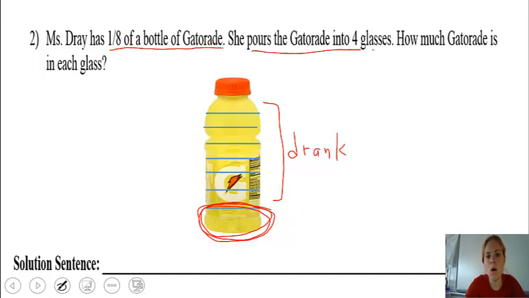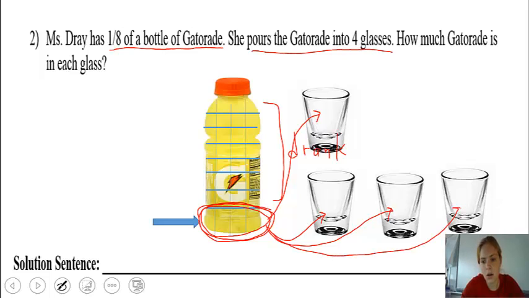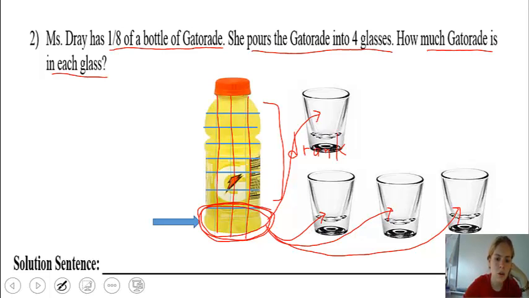And I pour my Gatorade into 4 glasses. So here's my 1/8 of a Gatorade. And I'm going to try and split it up into 1, 2, 3, 4 glasses. Because Kipsters, they need to drink to stay hydrated. So it says, how much Gatorade is in each glass? Well, I can't pour 1/8 into every glass. I need to split it up because I'm splitting it with 4 Kipsters.